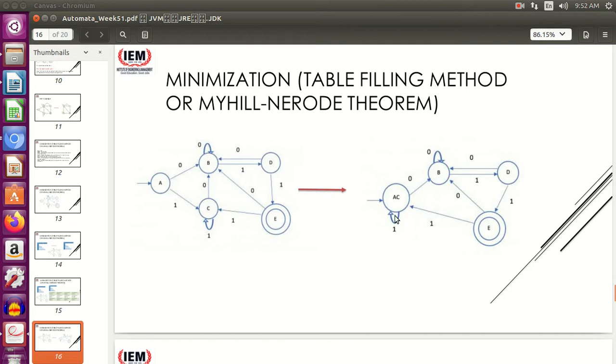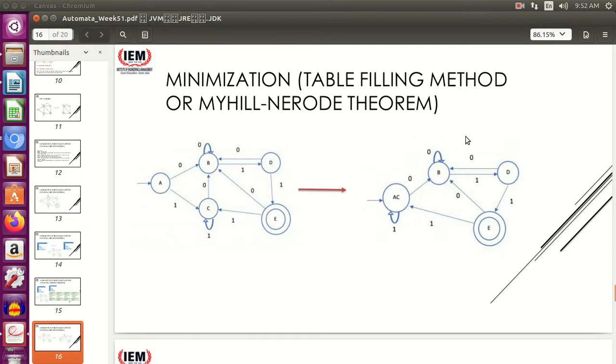The transition for this AC on getting a 0: A on getting a 0 was going to B, C on getting a 0 was also going to B. So AC on getting a 0 will easily go to B. Again, A on getting a 1 was moving to C, C on getting a 1 was moving to C itself. So we can easily put a self loop.